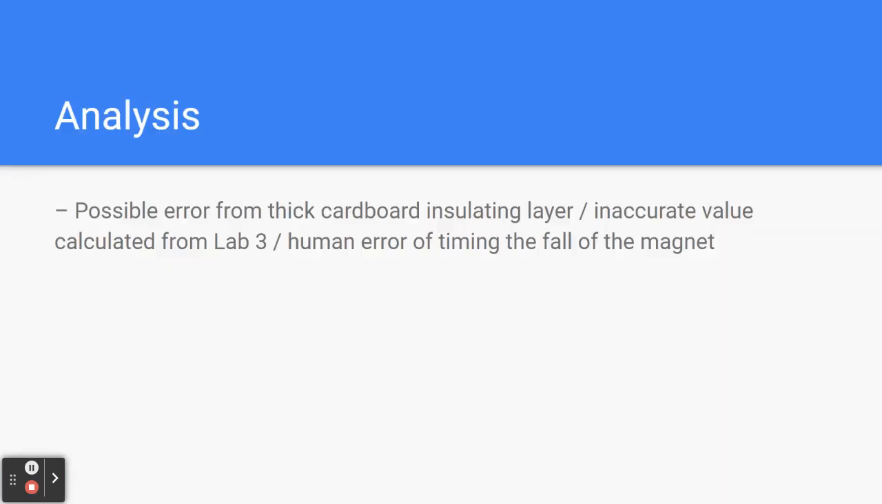The analysis. So possible sources for why my computational model is different from my experimental model are that the cardboard, being a thick insulating layer separating the aluminum foil from the magnet, may have affected the aluminum foil's strength, and another source of error could be an inaccurate value calculated from Lab 3, and another source of error could be human error from timing the fall of the magnet in the experiment.